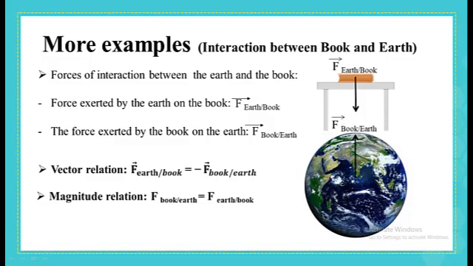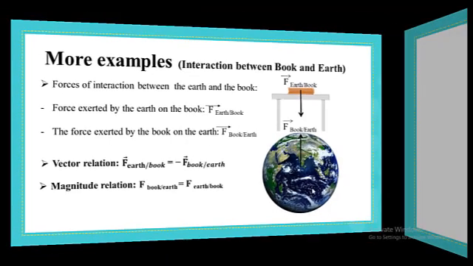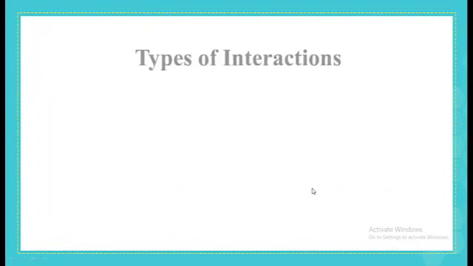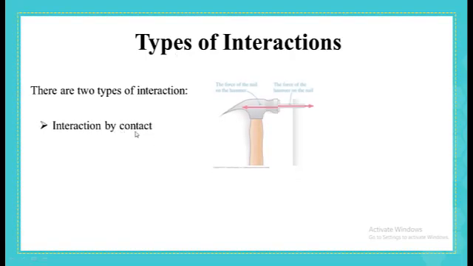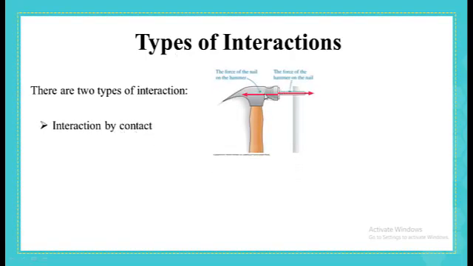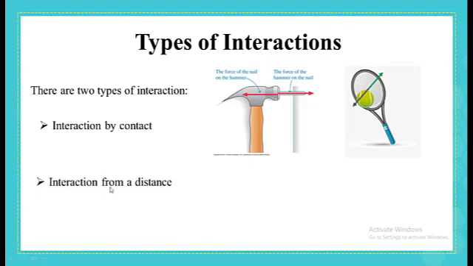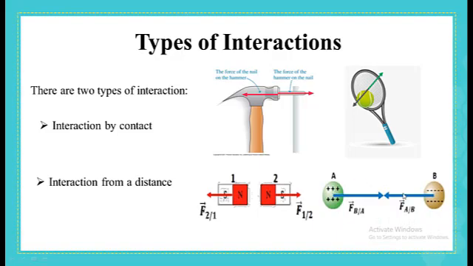According to this example and the previous one, we can say that interaction could be of two types. We have the interaction by contact, just like the one happening between the hammer and the nail, or between this ball and the tennis racket. Interaction could also happen from a distance, just like the one happening between these two magnets and these two charged balls.